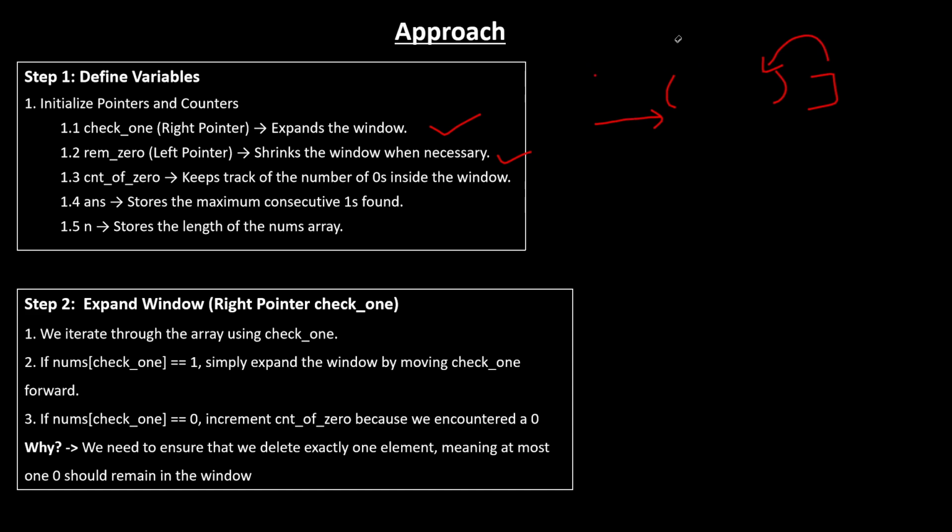Right? And count of zero is just keeping track of the zeros inside the window. That's all. And answer will store the maximum length of the consecutive ones, the contiguous subarray, and this stores the length of the array. That's all. This is the declaration of the variables for our approach. Nothing else.